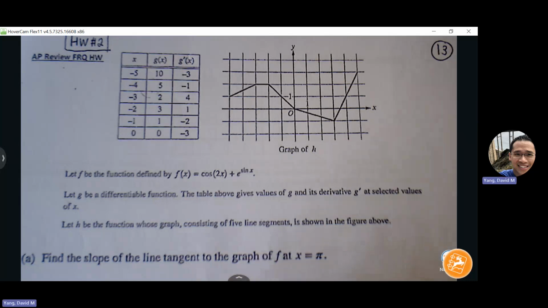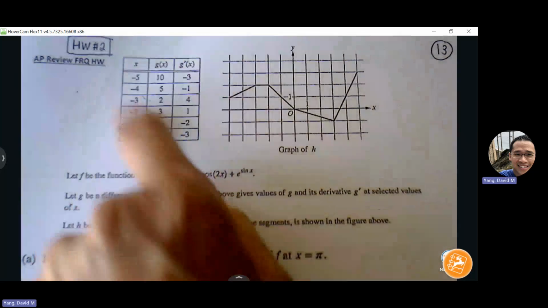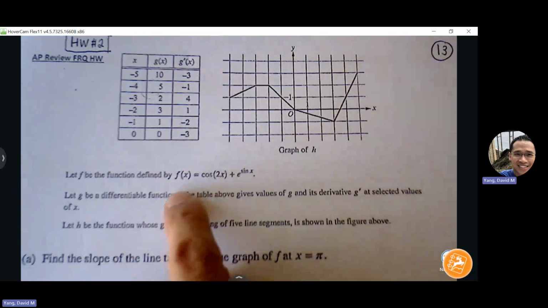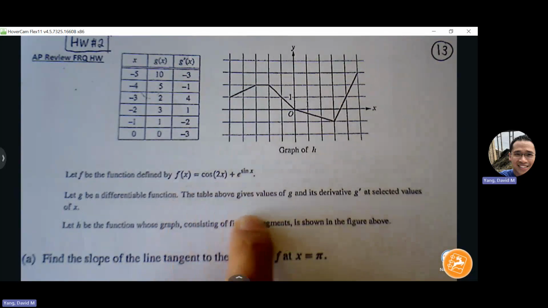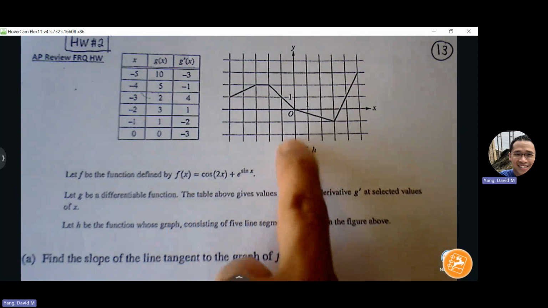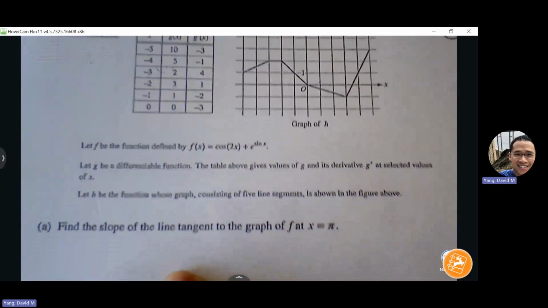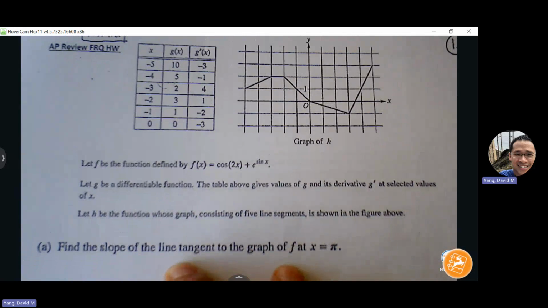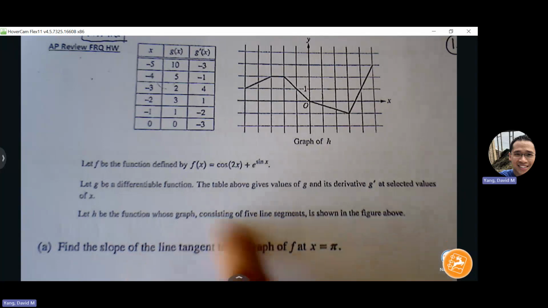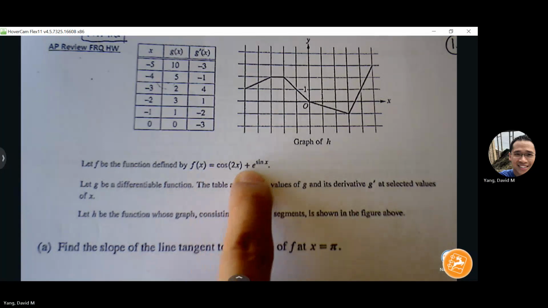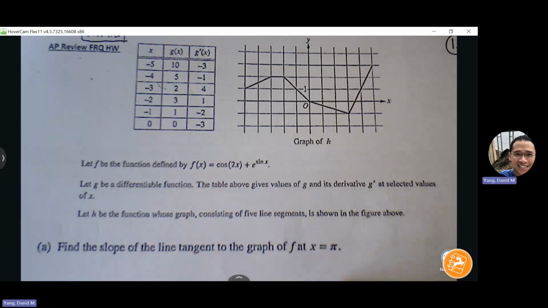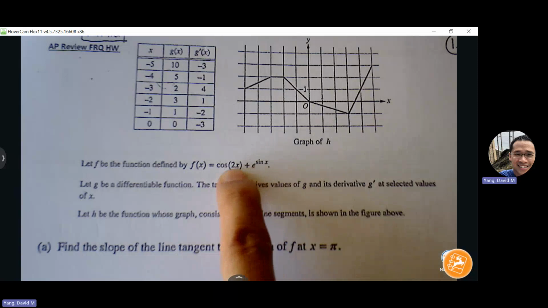All right, so just like page 7, this is a table, there's a graph, there's a function, there is something that's identifying this as the derivative of some graph. So part A says find the slope of the line tangent to the graph of f at x equals pi. So it's just asking for the slope. If I want to find the slope of a graph, I'm going to find what? Derivative, right? And then from the derivative, I can plug in pi, and there I can get the slope.